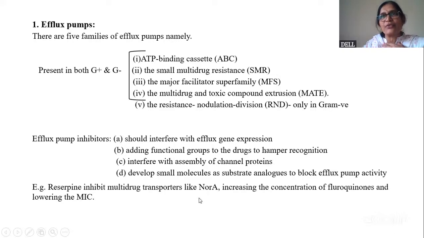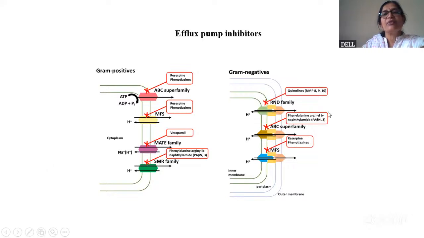In the next slide, I have shown you different compounds which inhibit the different transporters. So this is about the efflux pump inhibitors. You can see on the left side the gram positives and on the right side gram negatives. Here reserpine is one of the very important components for both gram positives and gram negatives. They try to block the transporter. Once there is a blockage of the transporter, whatever compound or antibiotic is inside the cell will never come out of the cell, and that will suffice the killing of bacteria.